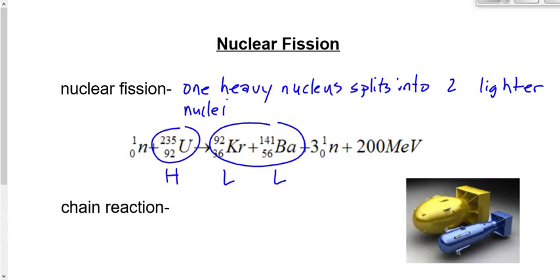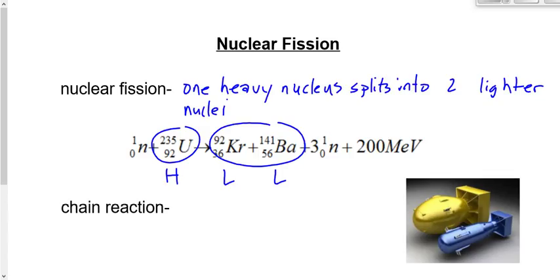Now, the reason that this takes place is because we've bombarded uranium-235 with a neutron. The neutron briefly, ever so briefly, fuses together with the uranium-235, which makes it more unstable than it already is and causes it to decay into two smaller things.